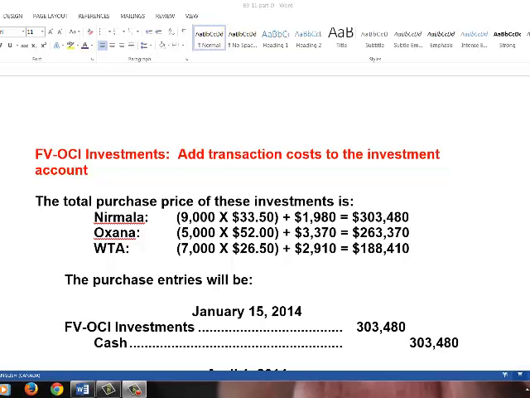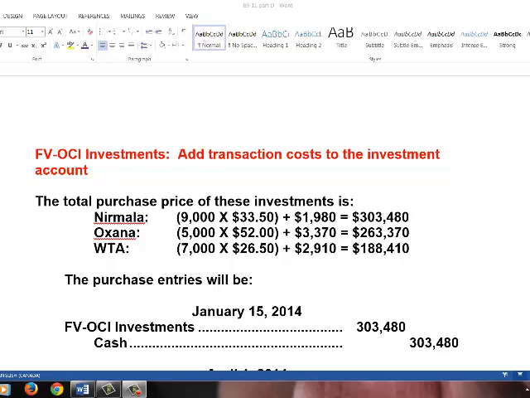Now we're going to do a little problem here that looks at adjusting fair value through OCI investments to their fair value where there are transaction costs. And you remember that when we have fair value through OCI investments, the rule is that if there's any transaction or brokerage costs in the purchase or the sale of these investments, they are capitalized or included as part of the cost in the investment account.